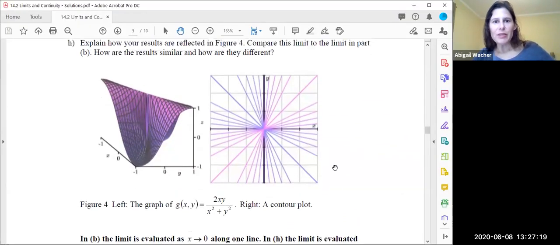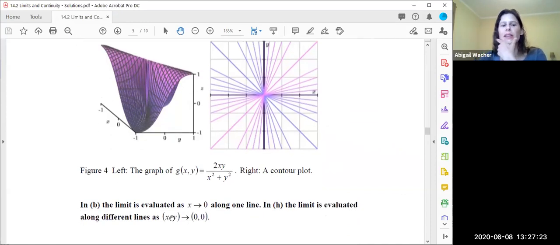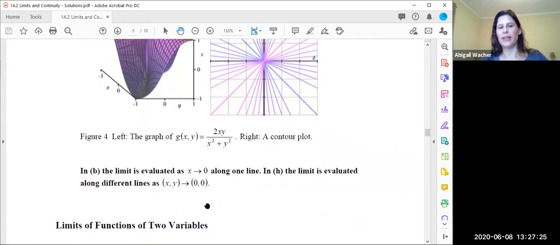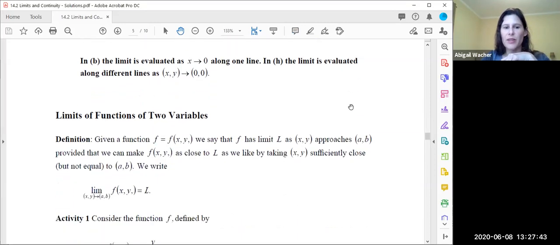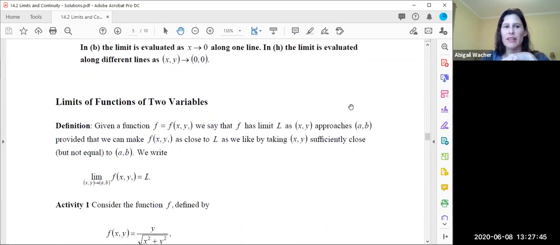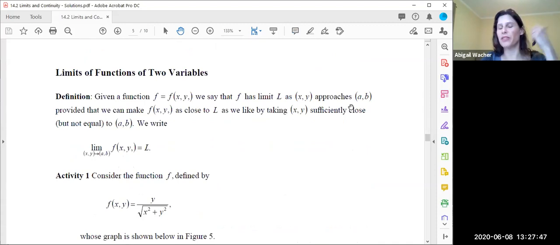Okay, so how are the results similar and how are they different that they're asking, comparing? So in B, the limit is evaluated as x goes to 0 along a line. And then in H, the limit is evaluated along different lines, right, as x, y goes to 0. Okay, so all right, so now let's go into a little bit of theory and then more examples, or more activities actually.